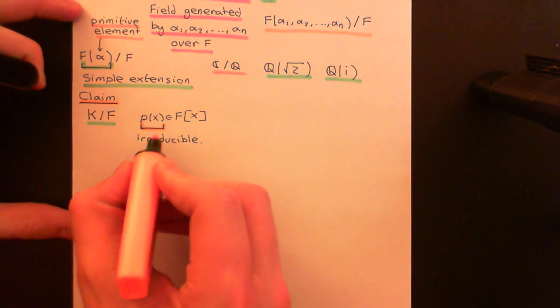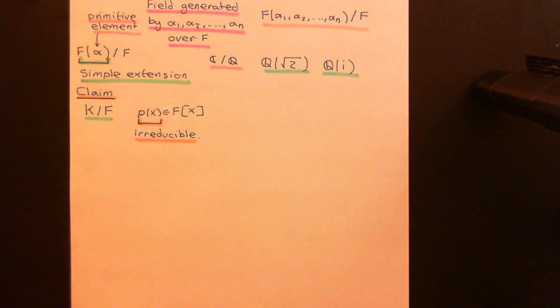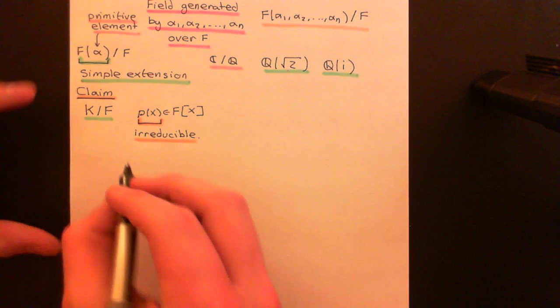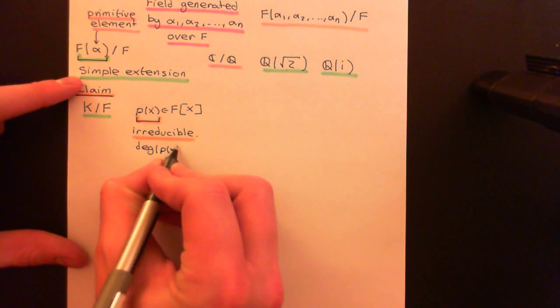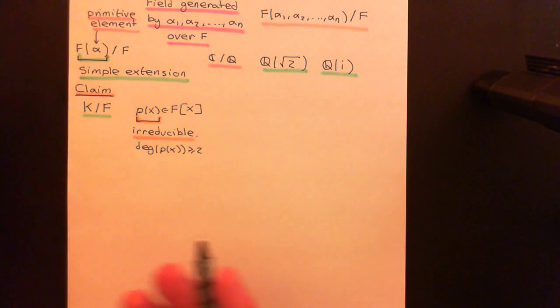Okay, and we might also as well assume that it is of degree 2 or greater, because we're not really interested in constructing a field extension where we're trying to get a solution for a degree 1 polynomial, because they already all have solutions. Okay, so we might as well assume that the degree of p of x is greater than or equal to 2, and we also know that we might as well assume that it's monic as well.